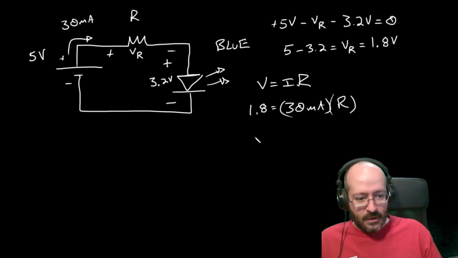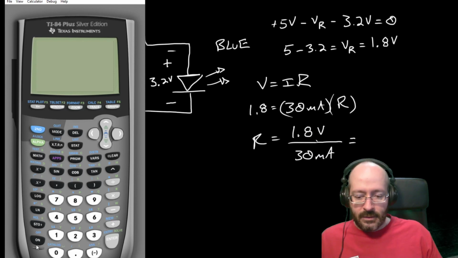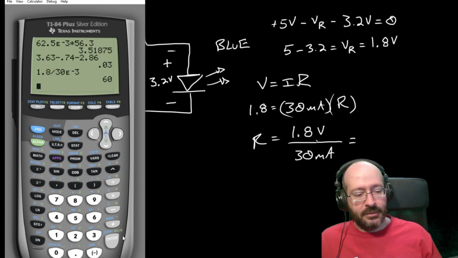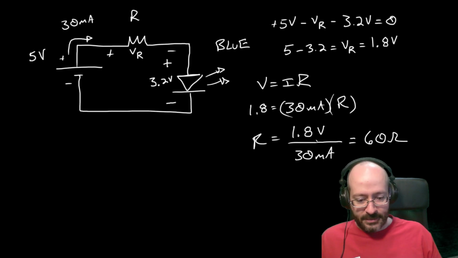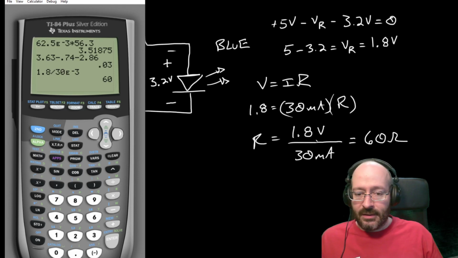Okay, solving for R, we get 1.8 divided by 30 milliamps. Okay, that was in volts. Volts over amps gives us ohms. Let's grab our calculator again. 1.8 divided by 30 e negative 3. And that tells me I need a 60 ohm resistor. Okay, whoops, the calculator disappeared. Okay, and that's how I pick that resistance.